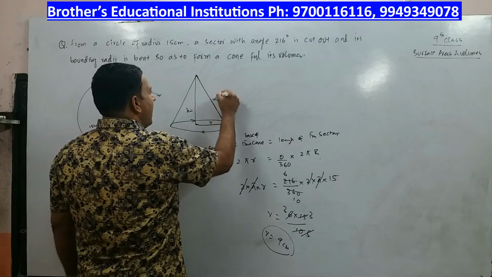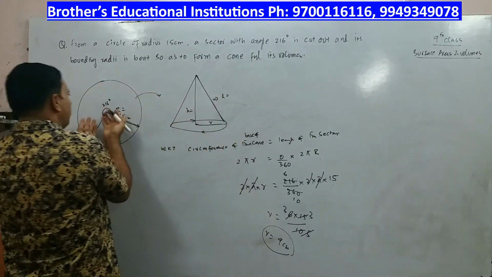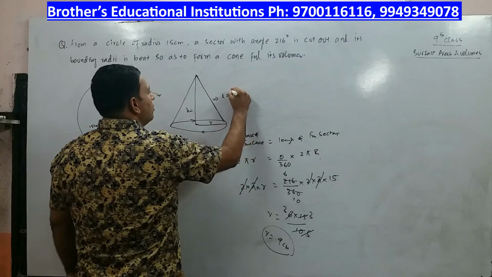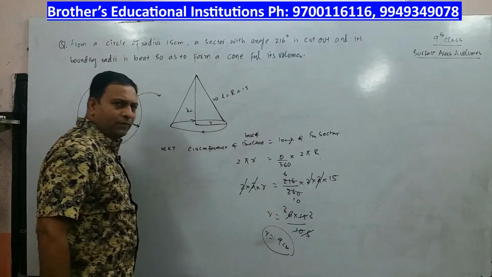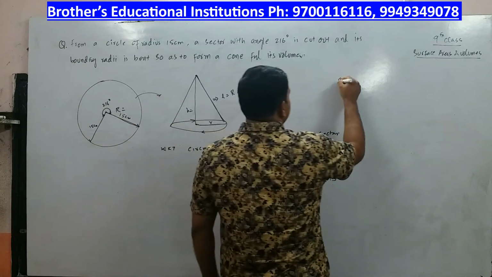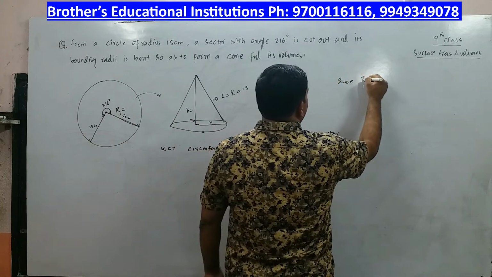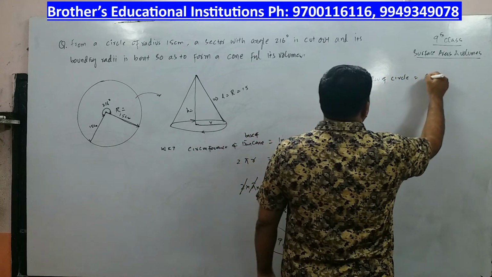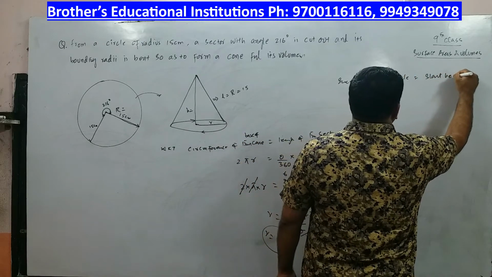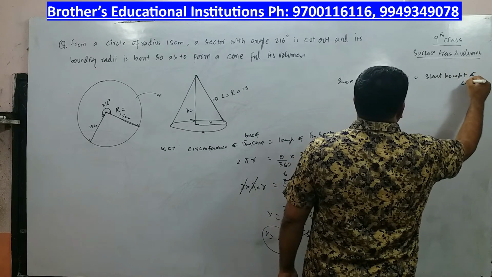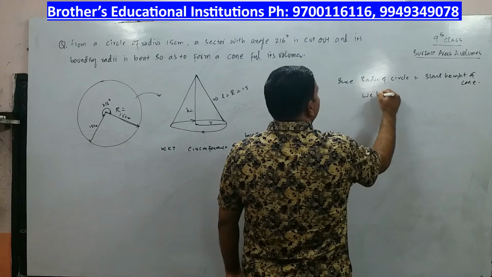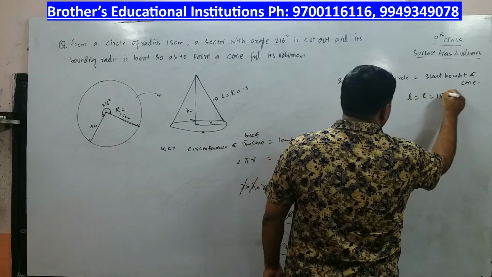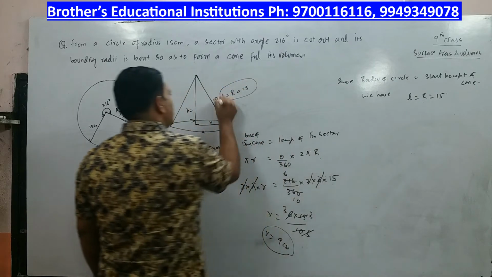Now, this is the slant height. You are folding. These two things you are folding. So, when you fold, slant height is equal to radius, which is equal to what? 15. Alright. Now, I will say, since radius of circle is equal to slant height of cone, we have L is equal to capital R is equal to 15. So now we have L which is equal to capital R.